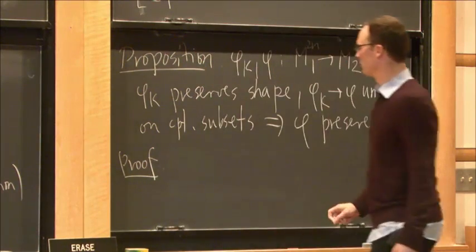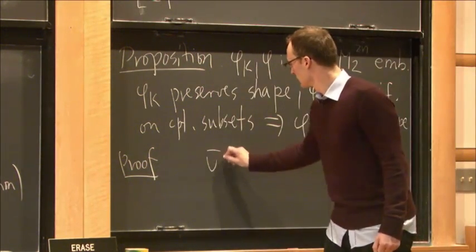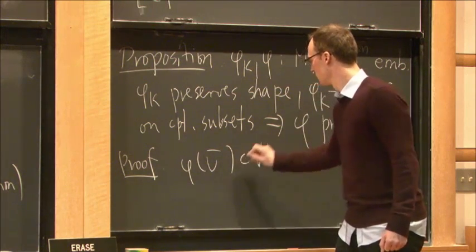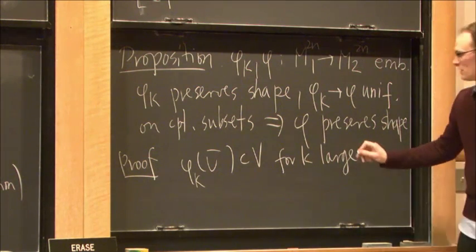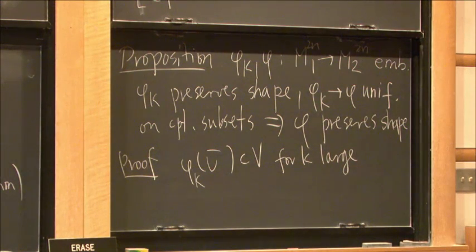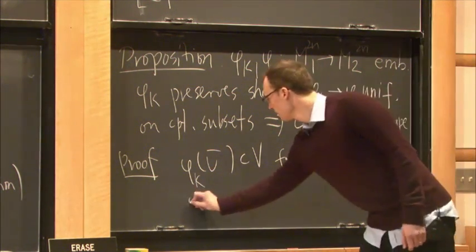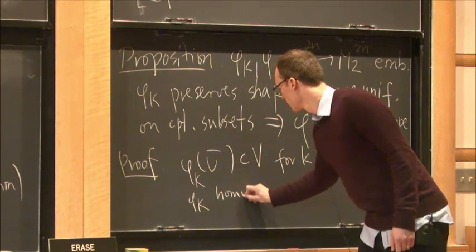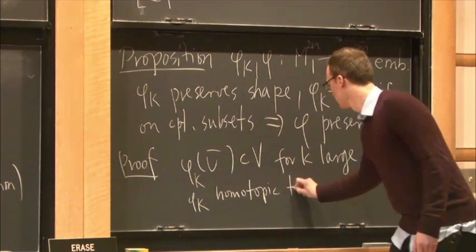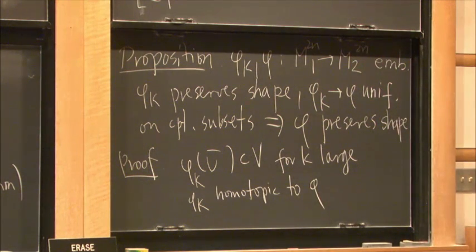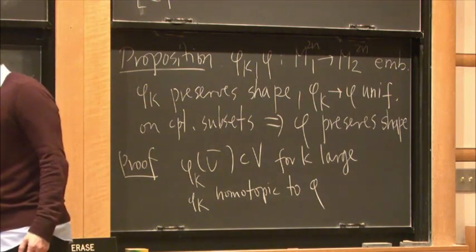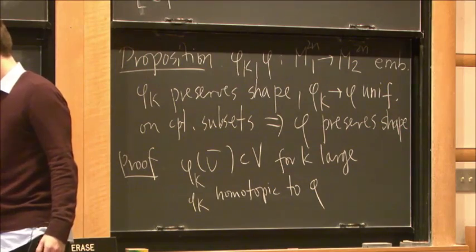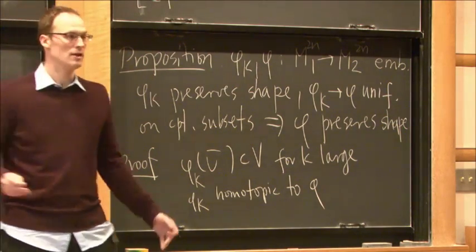And the proof is simply that phi_k of U bar is in V for k large, and phi_k is homotopic to phi. And the assumption that phi_k preserves shape just means that this inclusion holds with phi_k here, and since they're homotopic for k large enough, I just get phi star here, and the limit preserves shape.